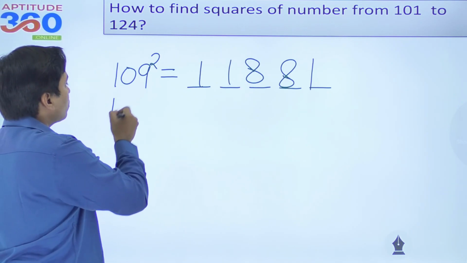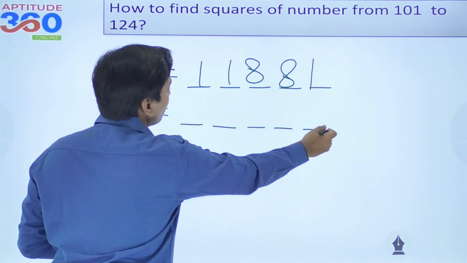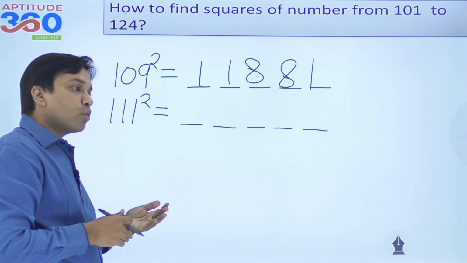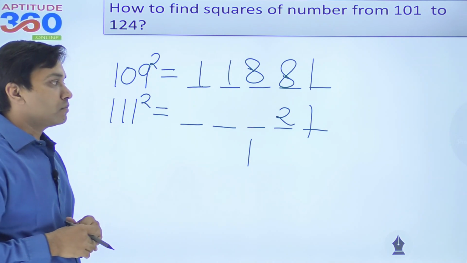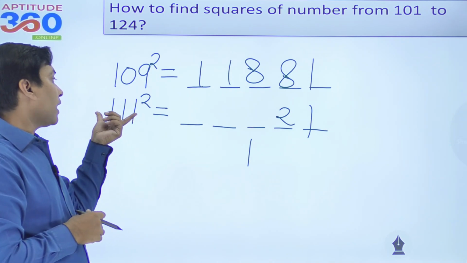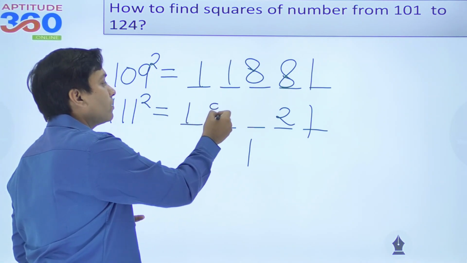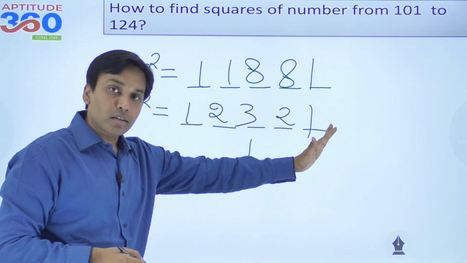How do you find out 111 square? 1, 2, 3, 4, 5. This is a 5-digit number. And 111 is 11 more than 100. So the last two digits are going to be 21, and 1 is carried. Is that okay? And 111 plus 11 is 122, plus 1 is 123. So that square is going to be 12321.